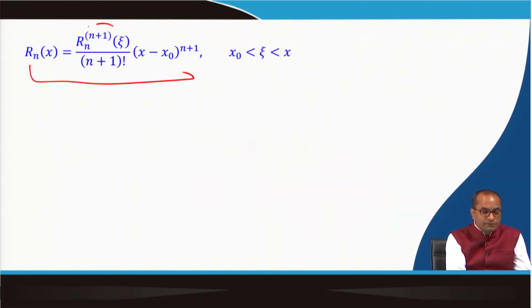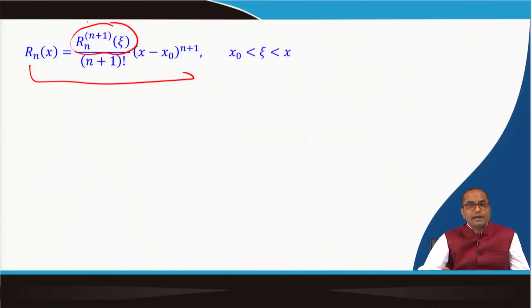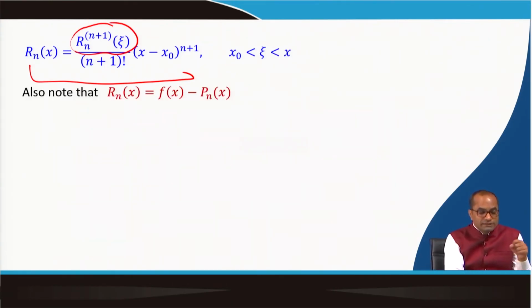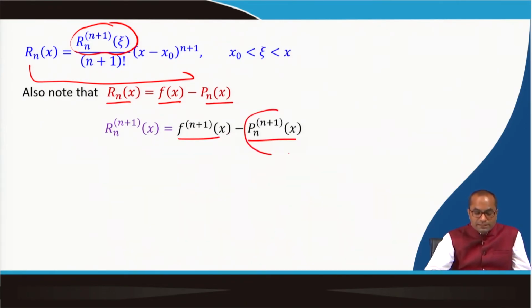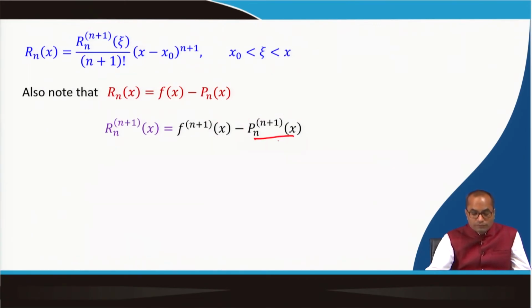We will further simplify it because we don't want to write in terms of Rn itself or the derivative, but this we can easily get in terms of f. So Rn(x) was f(x) minus Pn(x), and if we go for the (n+1)th derivative of this, then we will get f^(n+1) minus Pn^(n+1), and this Pn^(n+1) will be 0 because this was an nth order polynomial, and the (n+1)th order derivative will make it 0. So what we have is only the (n+1)th derivative of this.